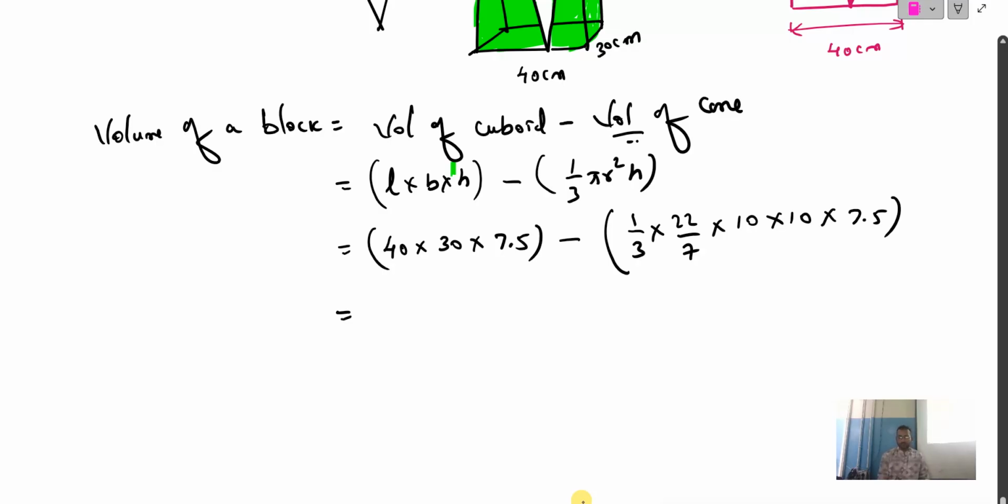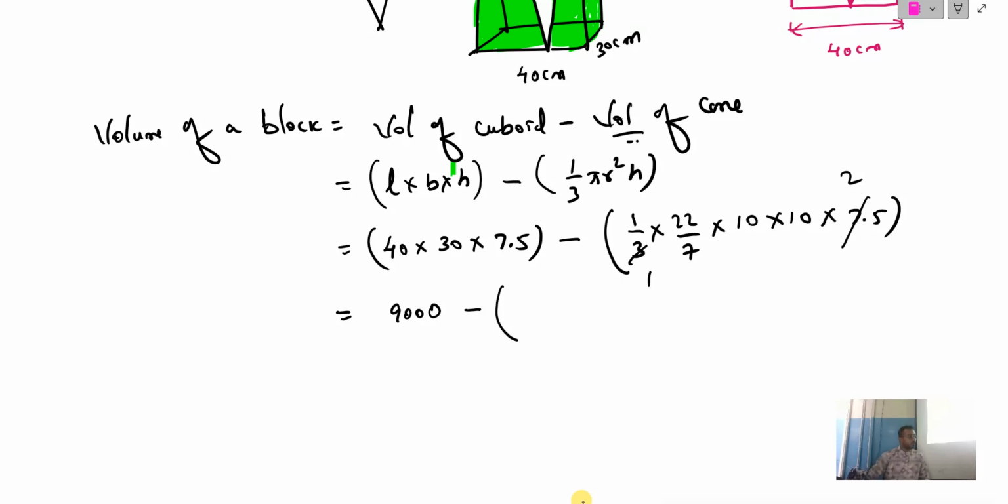785. Exact? Yes, sir. 3.14 into 100 is 314, into 2.5 is 785. Okay, no worries. So 9,000 minus 785 is 8,215. 8,215 centimeter cube. So this is the volume.